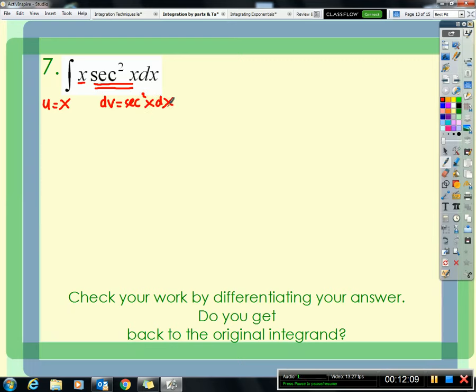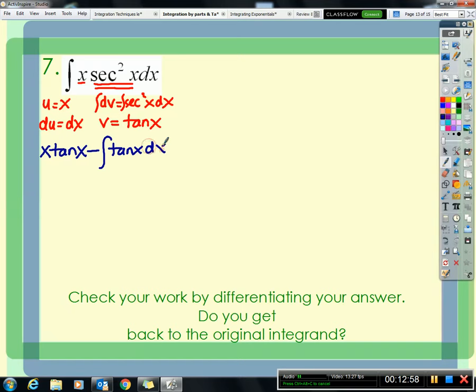So I need a du, which is easy. That's just 1 dx. I need a v, so I'm going to integrate this. Now, on this one, the antiderivative of secant squared x is tangent x, because the derivative of tangent x is secant squared x. Okay, now I'll know for sure if this is working if what I set up actually can be integrated. So I know that the rule is that the integral of u dv equals uv, which is x tangent x, minus the antiderivative of v du.